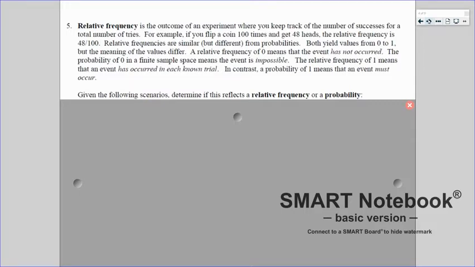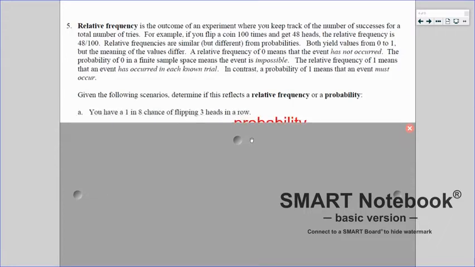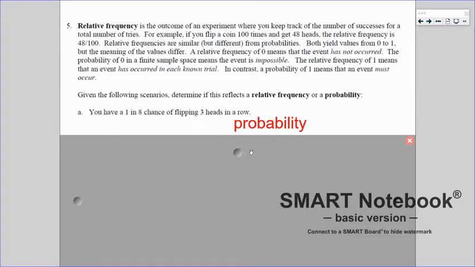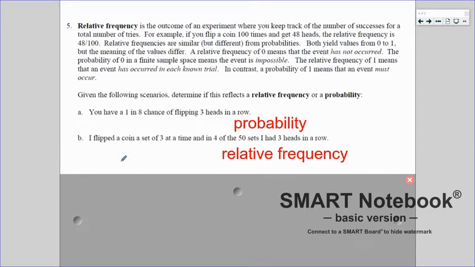So the difference here is relative frequency is what did happen in an experiment. Probability is more what should happen, what we would expect as we do more and more trials to get closer and closer to that particular value. So relative frequency is during an experiment what happened. Probability is what we would expect to happen. So you have a 1 in 8 chance of flipping 3 heads in a row. That's probability. That is just giving a statement as far as what should happen. Part B, I flipped a coin a set of 3 at a time, and in 4 of the 50 sets, I had 3 heads in a row. That one is relative frequency because that is what did happen. That's how we differentiate between those two vocabulary terms.